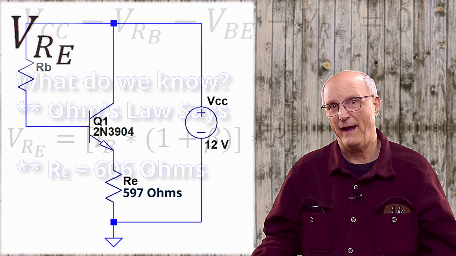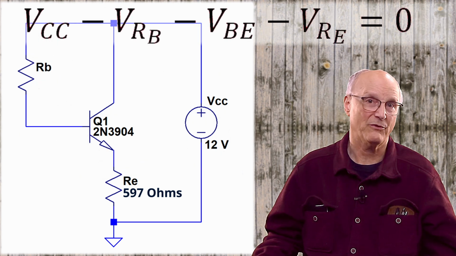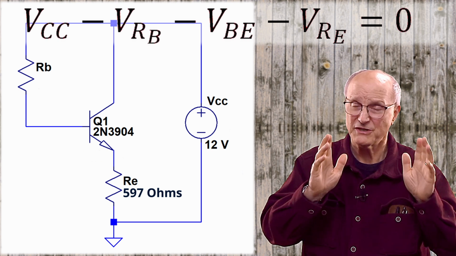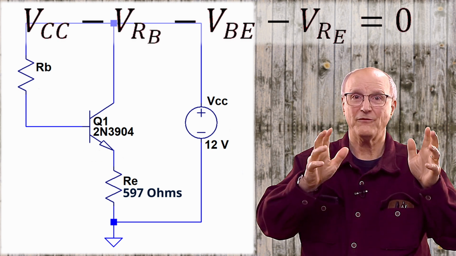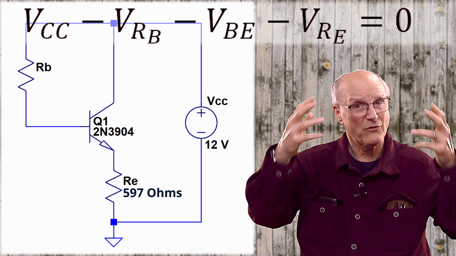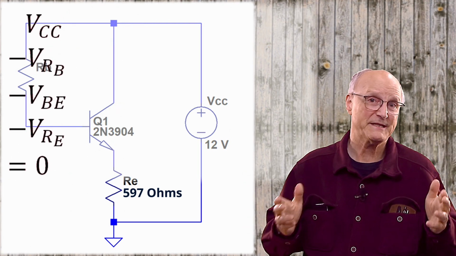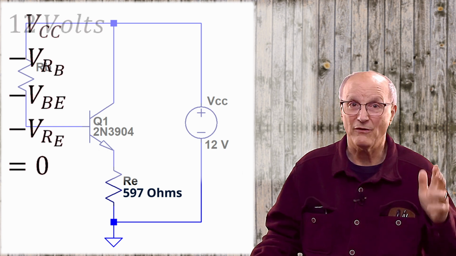Now we get to go back to our Kirchhoff's voltage equation. Now I'm going to do a whole bunch of substitutions here. Watch carefully as it is transformed by these substitutions. VCC is going to get 12 volts.